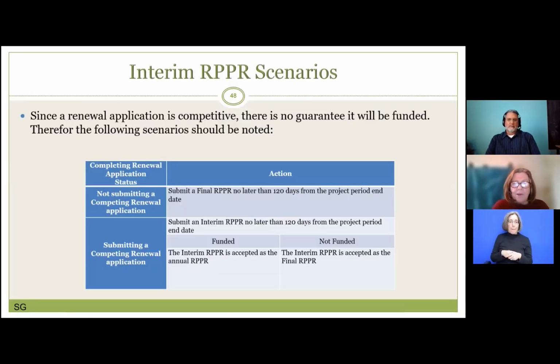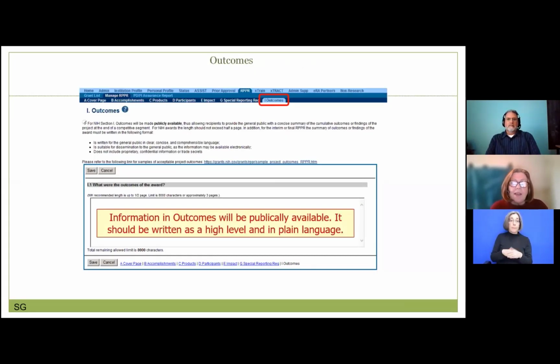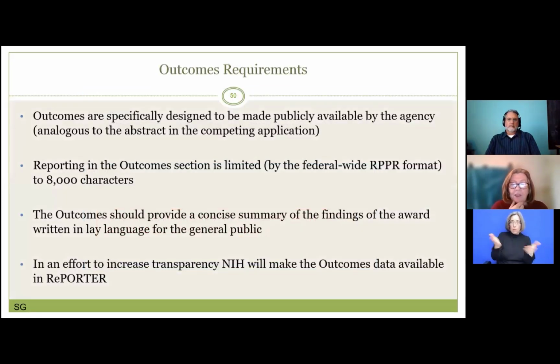Here are some more scenarios, and pretty much it's telling you that these will be due no later than 120 days from the project period end date. Outcomes is the one section that is added to both the interim and the final RPPRs. We are looking for outcomes, and the big takeaway here is that the information in the outcomes will be publicly available. So it should be written in plain language at a high level and to be shareable. And we have a lot of information on how these outcomes should be done, and this slide covers those.